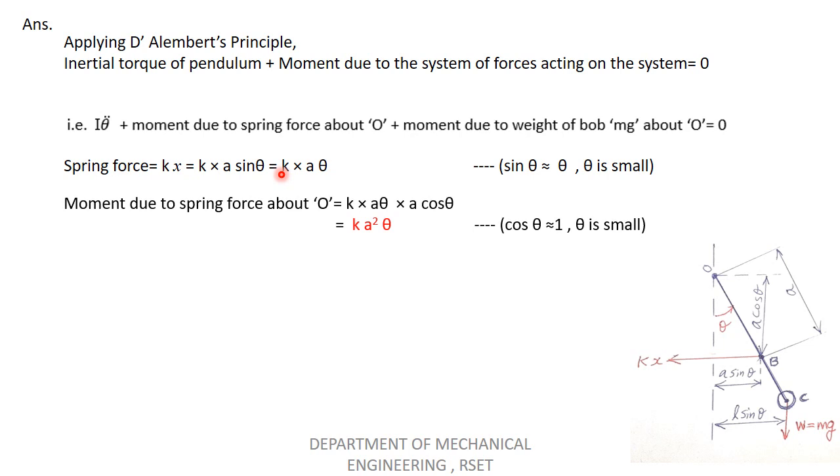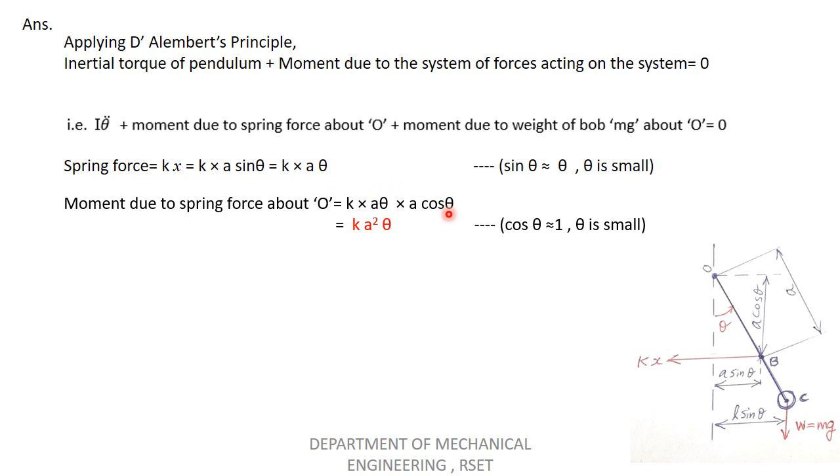Now we will find the moment of the spring force. Moment is force into distance. The force is k into a theta. What is the distance of this spring force with respect to point O? This is the perpendicular distance of the spring force with respect to point O, and that distance is a cos theta. So spring force into distance: k into a theta into a cos theta. That is the moment value due to the spring force.